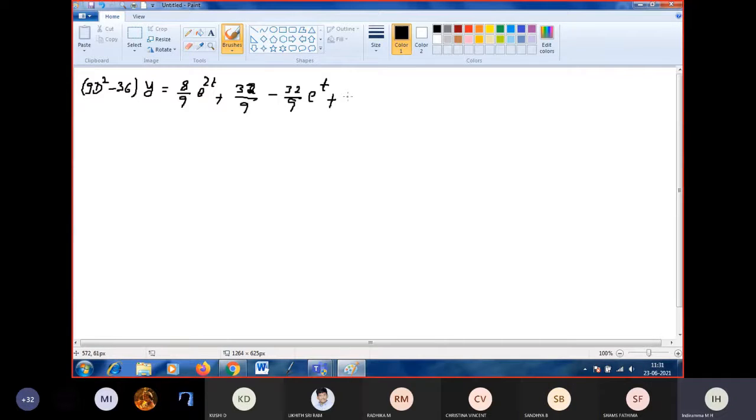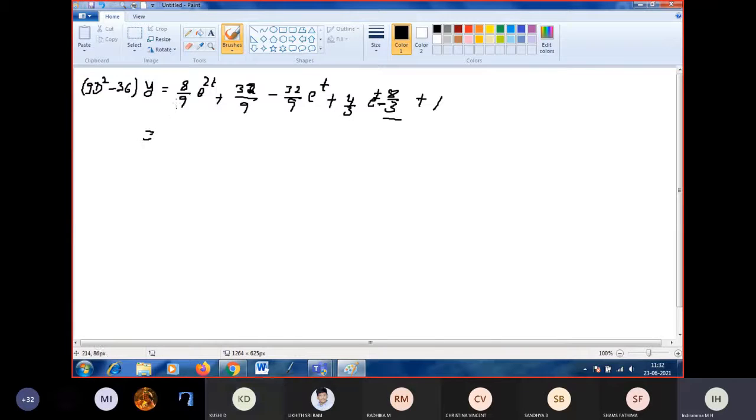What we have inside? 4 by 3 into what? 4 by 3 into e power t minus 8 by 3. Correct? Is it right? Plus what? Minus 2, plus 1. Minus only. Minus 2. 4 twos are 8. Minus 8 by 3 I have written. Correct?